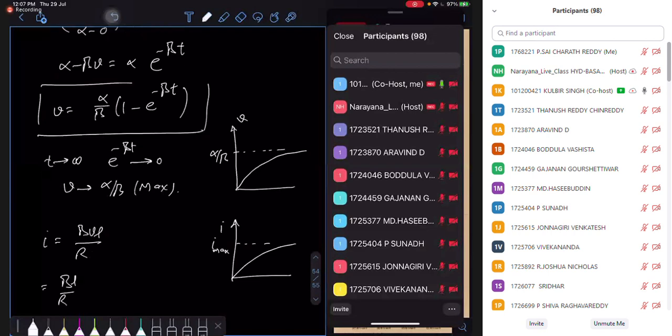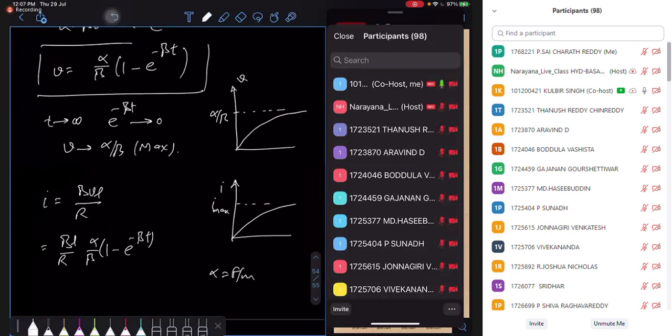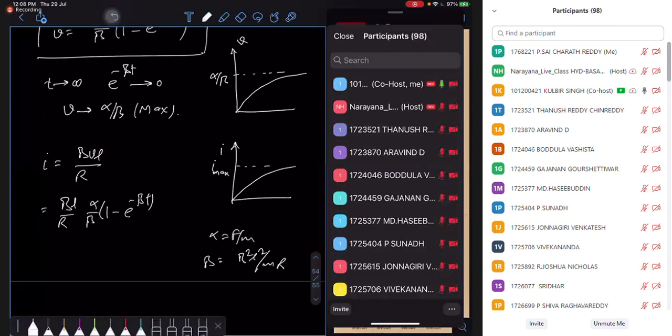BL by R, alpha by beta, 1 minus exponential factor. I have taken alpha as F by M, and beta as B square L square by MR. So this is my alpha by beta ratio. You can put the values of alpha and beta and get the value of the maximum current. Important is that there is a maximum current.